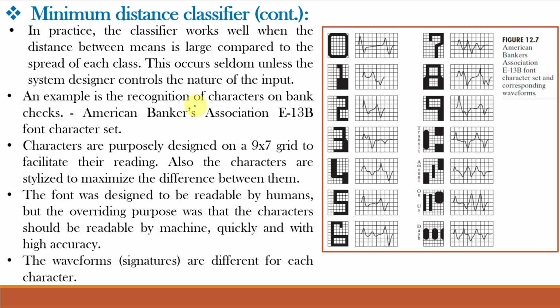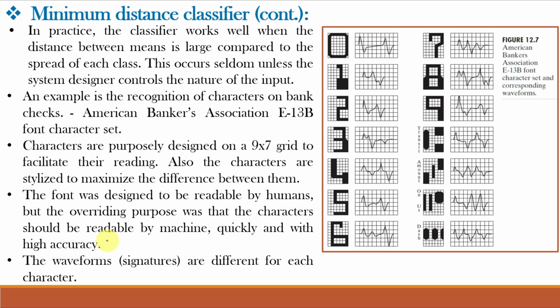An example is the recognition of characters on bank checks, the American Bankers Association E13B font character set. So this is the E13B font character set, and we can see that the characters are purposely designed on a 9x7 matrix to facilitate easy reading. Also the characters are stylized to maximize the difference between them, so that overlapping is minimal. The font was designed to be readable by humans, but the overriding purpose was that the characters should be readable by machines quickly and with high accuracy.